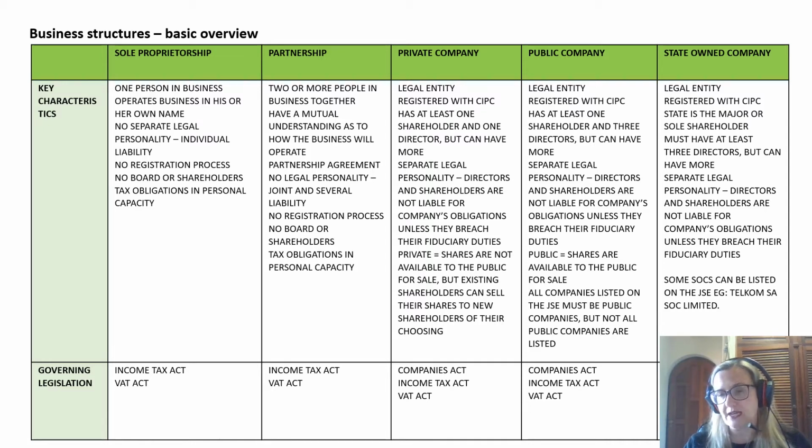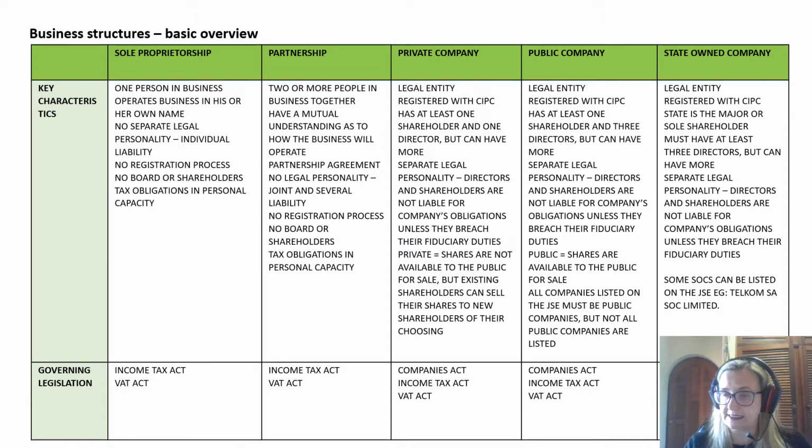A state-owned company is a company where the majority shareholder, being over 50%, is the state, the government of South Africa. It can be wholly owned, which means that the government owns all of it, like SAA or Eskom or Transnet or PRASA, or the state can own some of it, like Telkom, where the major shareholder is the state, but the balance of the shares are on the stock exchange and the public can buy into it, and it is a listed entity.